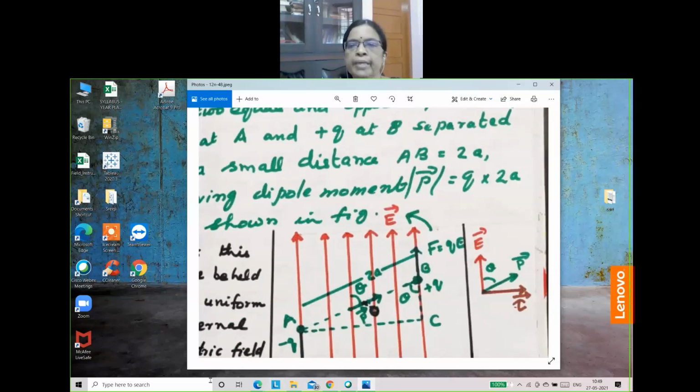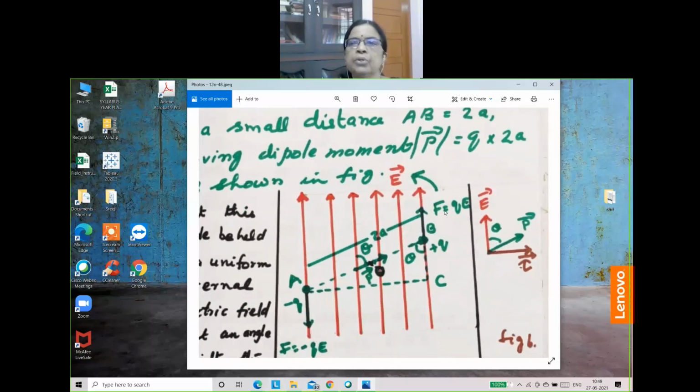What is force? QE. What is the perpendicular distance? The perpendicular distance between the two forces is represented by AC. How will you find AC? You have to find out sin theta. What is sin theta? Opposite side by hypotenuse. Hypotenuse is 2a, the distance between the two charges. So this is the perpendicular distance. AC by 2a is sin theta, so AC equals 2a sin theta.